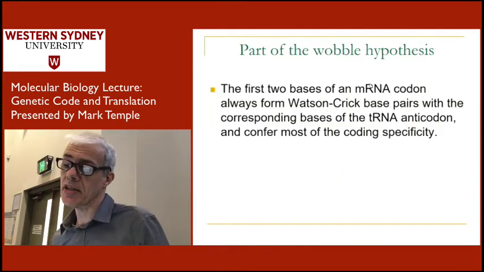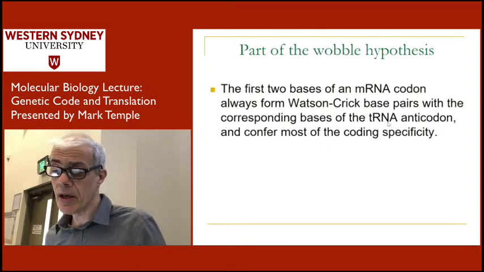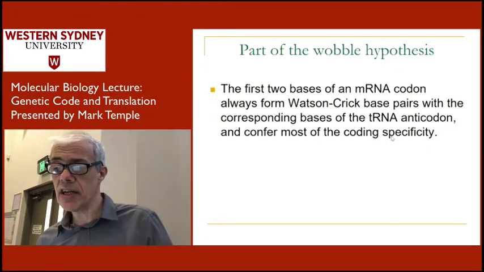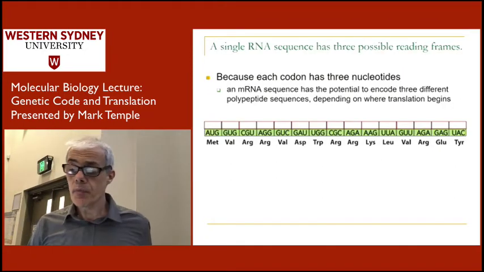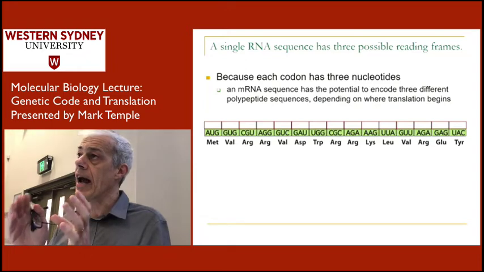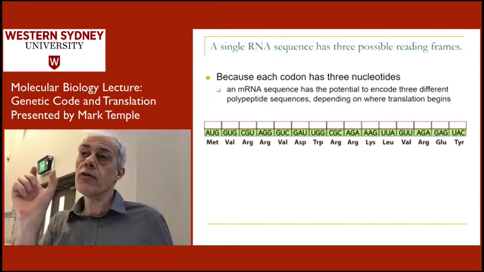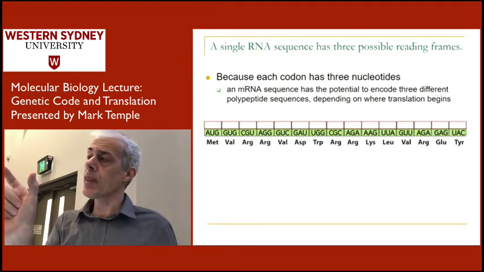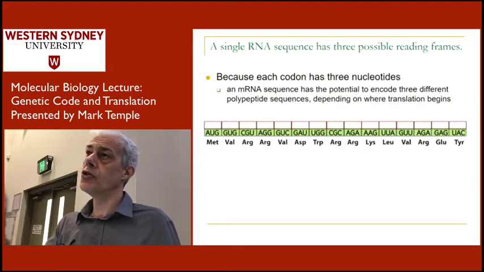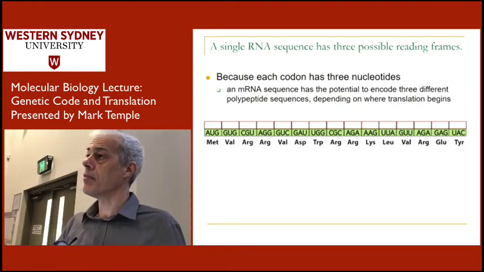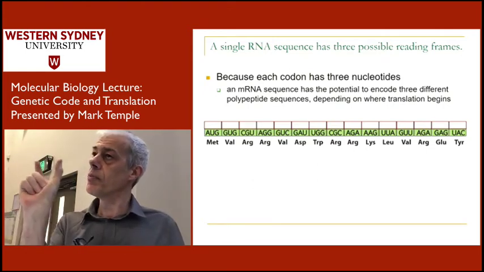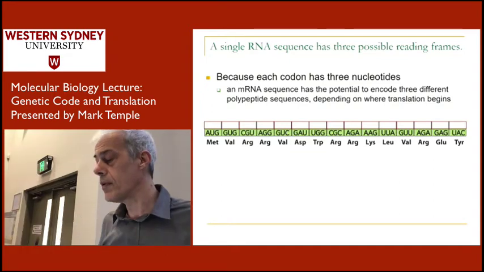So the first 2 bases of the messenger RNA codon always form Watson-Crick base pairing, and it's these 2 that give the most specificity in the genetic code. Okay, so the other thing you've got to think about when you're looking at a messenger RNA and how it codes for a protein is that you've got 3 bases that make up the code, but is the codon positions 1, 2, and 3, or is it positions 2, 3, and 4, or is it positions 3, 4, and 5? So that you can have a sliding window of one base pair, which can group 3 nucleotides into 3 possible reading frames.